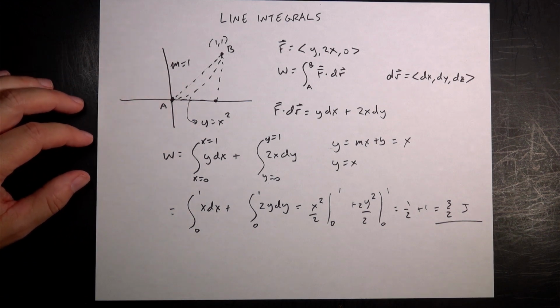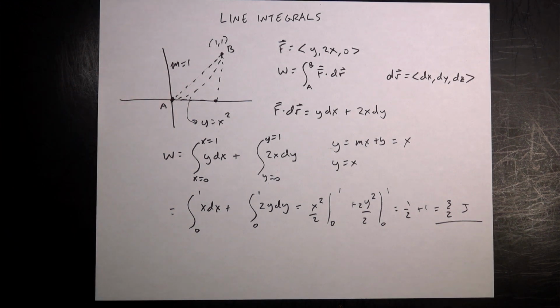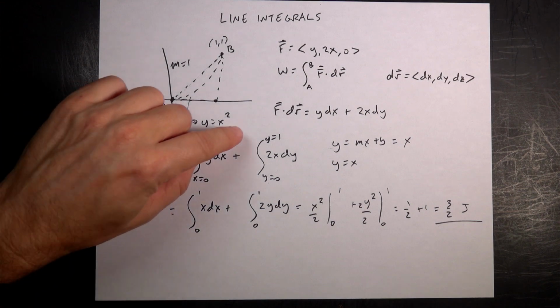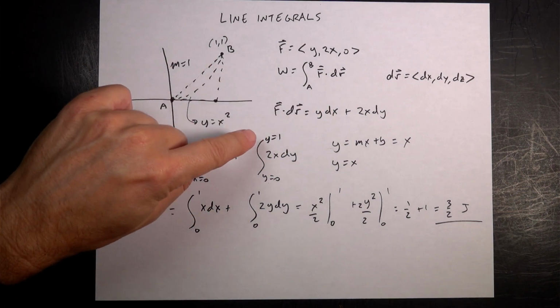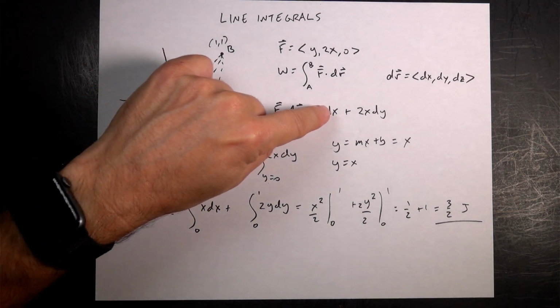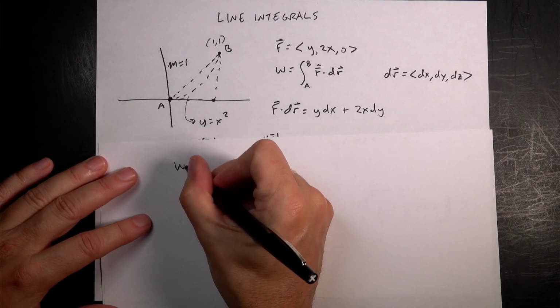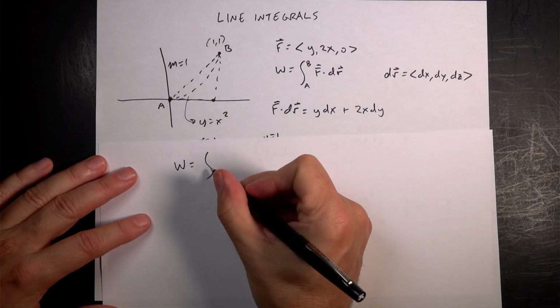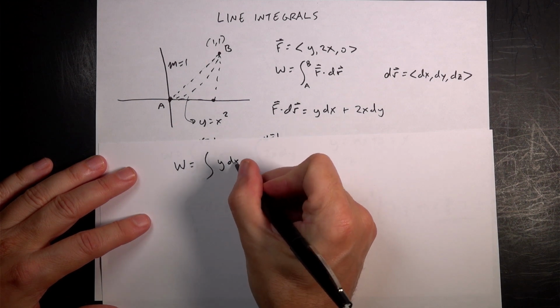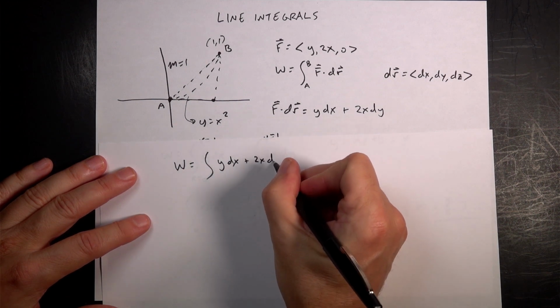Okay, now let's do it again. I didn't have to do that. I didn't have to break that into two integrals. So let me start back with F dot dr. I'll write it right here. Work equals the integral of y dx plus 2x dy.